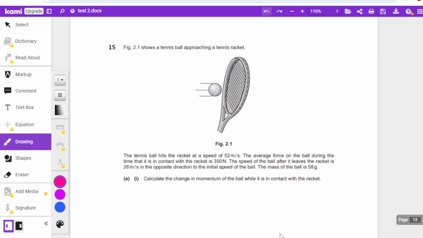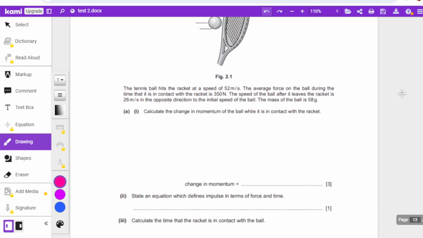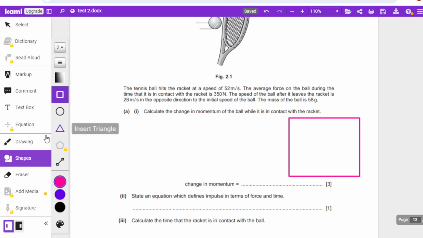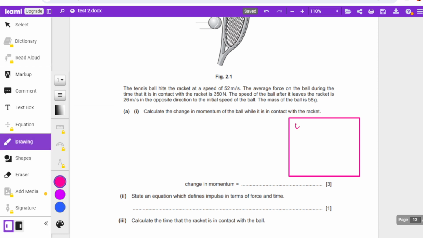Now let's complete the rest of the test. Figure 2.1 shows a tennis ball approaching a tennis racket. The tennis ball hit the racket at a speed of, this is the initial speed, so initial speed u equals 52 meters per second.